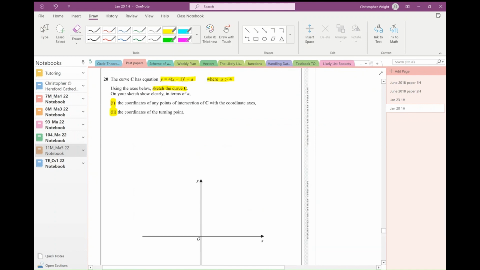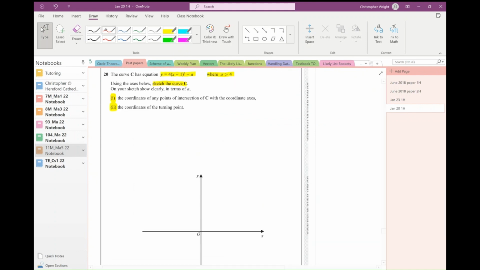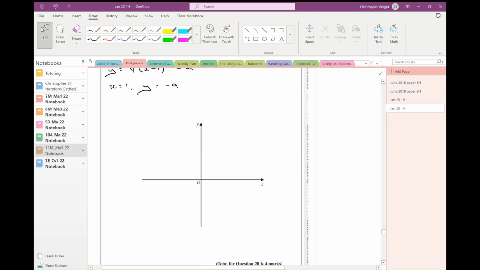Here we go. We know it's quadratic. Right. Now, let me just write this down. y equals 4 lots of x minus 1 squared minus a. Well, when's that going to be at a minimum? It's going to be at a minimum when this lot is 0. And that lot is going to be 0 when x is 1. So, when x is 1, y is equal to minus a. And that is going to be the minimum.